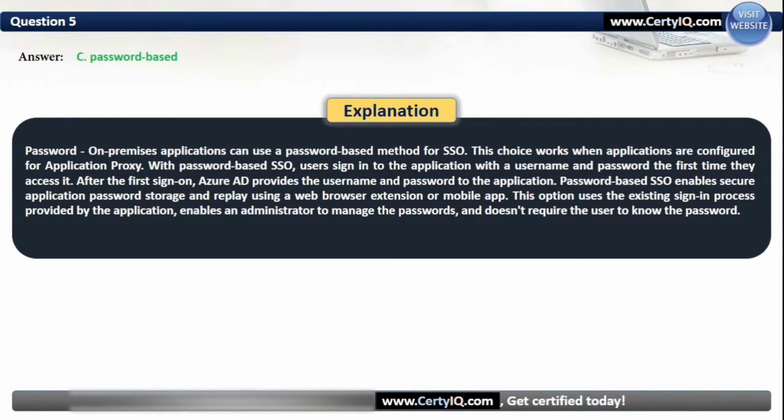With password-based SSO, users sign into the application with a username and password the first time they access it. After the first sign-on, Azure AD provides the username and password to the application. Password-based SSO enables secure application password storage and replay using a web browser extension or mobile app. This option uses the existing sign-in process provided by the application, enables an administrator to manage the passwords, and does not require the user to know the password.